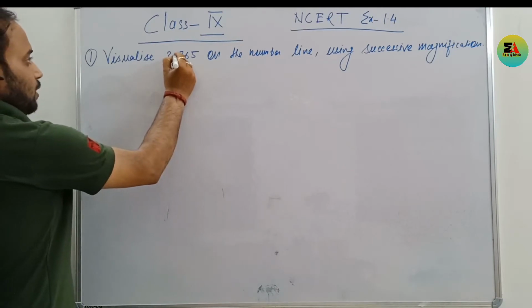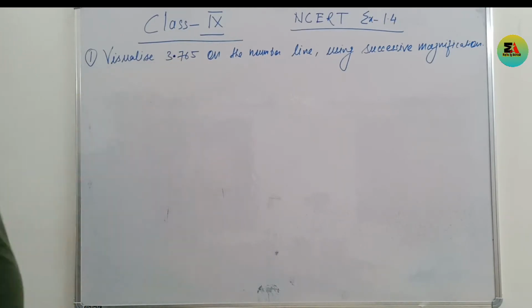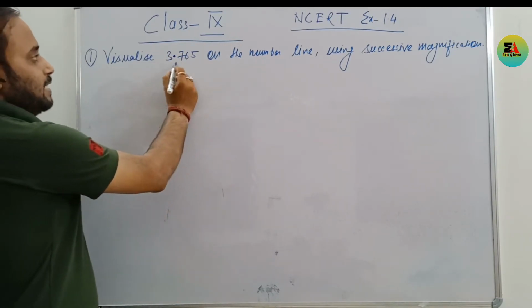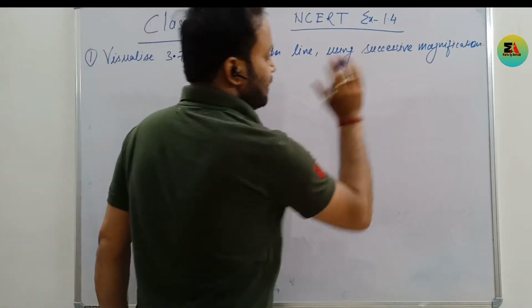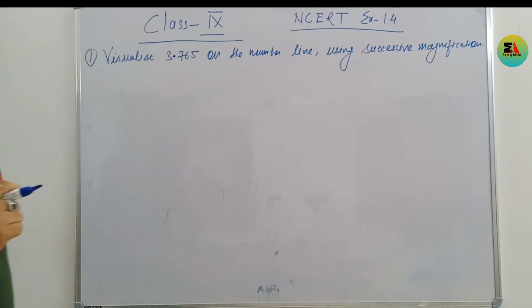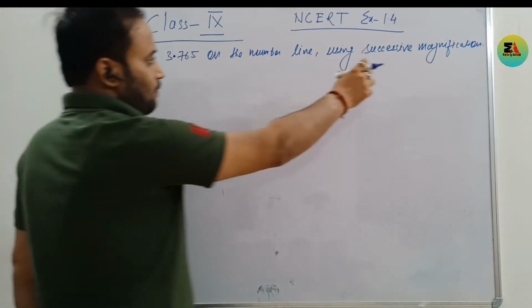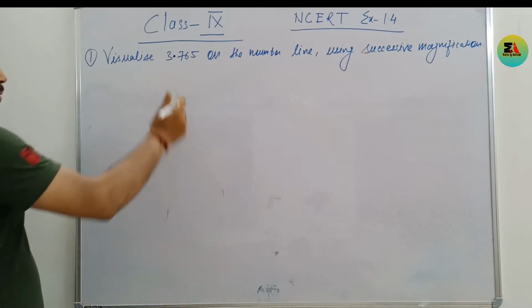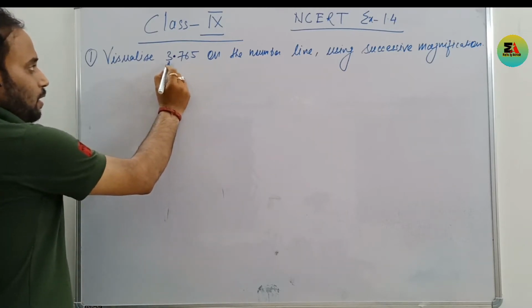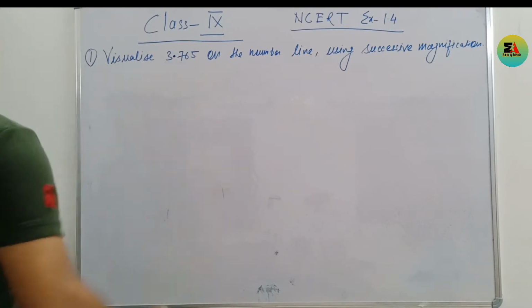Our question today is: visualize 3.765 on a number line using successive magnification. It means we have to magnify that number on a number line. So first, you see our number is 3.765.